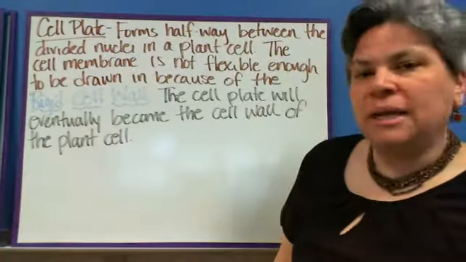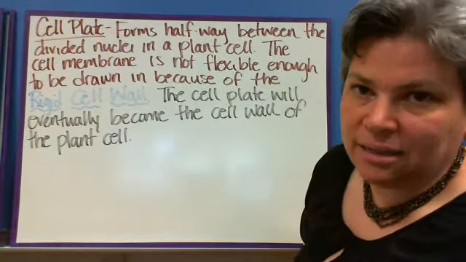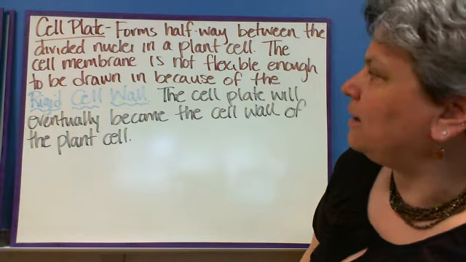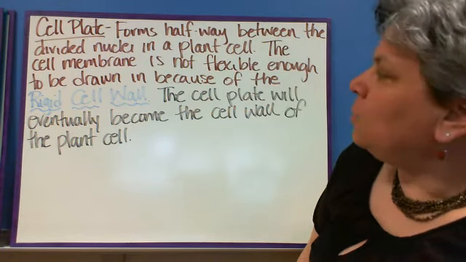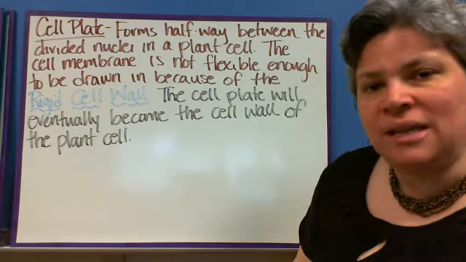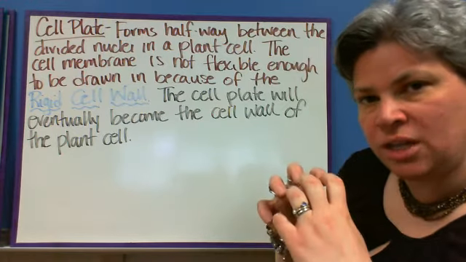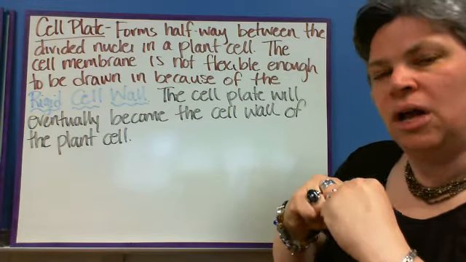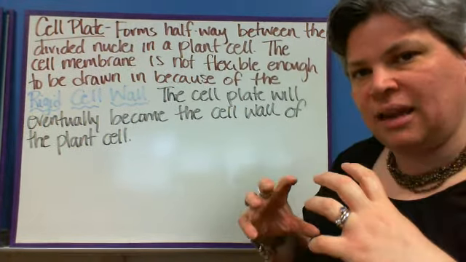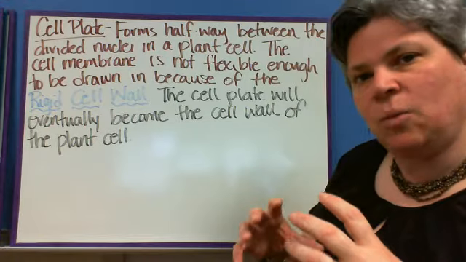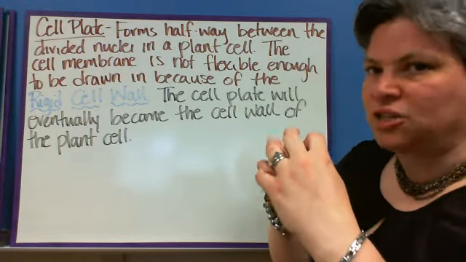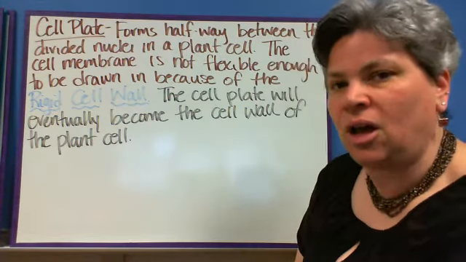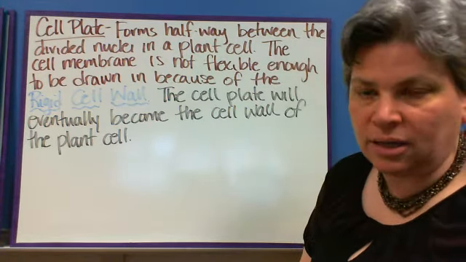That structure in the plant cell is called a cell plate. The cell plate forms halfway between the divided nuclei in a plant cell. Why does it do that? The cell membrane isn't flexible enough to pinch in because of that very rigid cell wall in the plant cell. Remember those cell walls that provide that extra support and structure for plants? Well, it doesn't allow the cell membrane to actually pinch. So what happens, the cell plate will eventually become a cell wall for the plant cell.